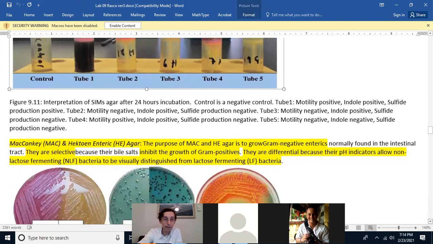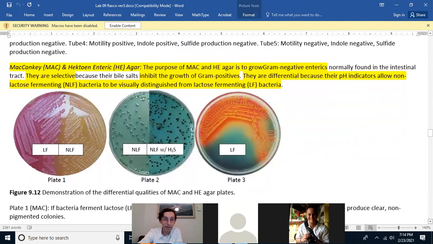For the MacConkey's and HE test, it's a selective and differential media. If the bacteria can grow, they're most likely gram-negative. If they don't grow, most likely gram-positive. You do need to check on that, because every once in a while you'll have a gram-negative that won't grow on these media, and you'll have a gram-positive every once in a while that will grow. But over 95% of the bacteria that grow on these plates are gram-negatives.